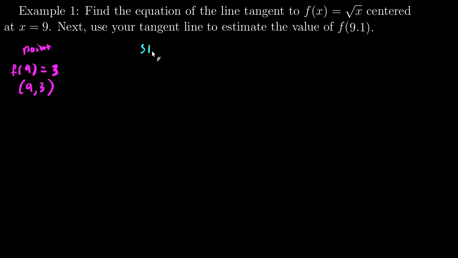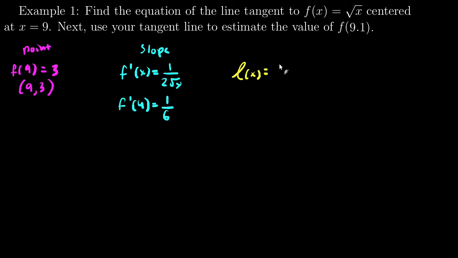Next, I need the slope. I'll get the slope by evaluating the derivative. So f prime of x will be 1 over 2 root x. And I evaluate that at 9 as well. So f prime of 9 will be 1 over 2 root 9, which is 1/6. This will give me my tangent line, or my linearization, centered at 9. L of x is equal to 1 over 6 times x minus 9 plus 3.